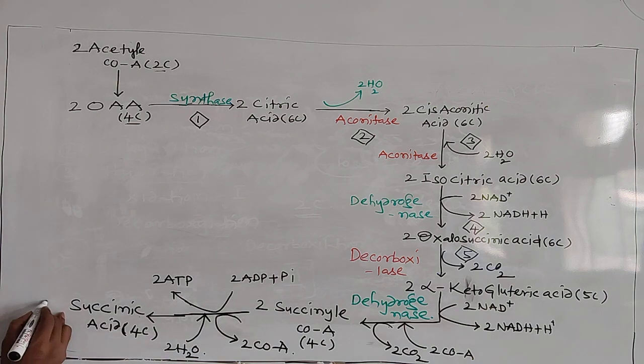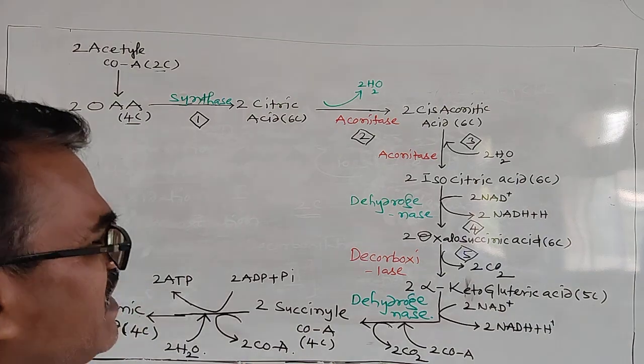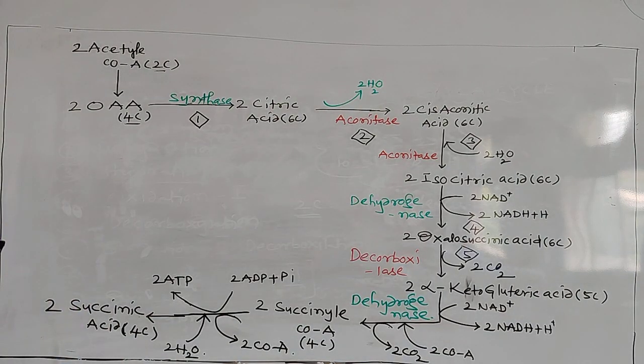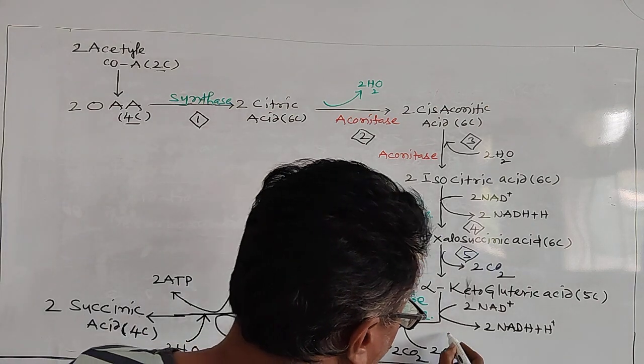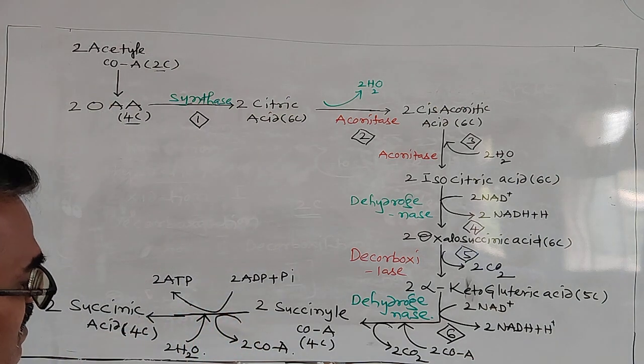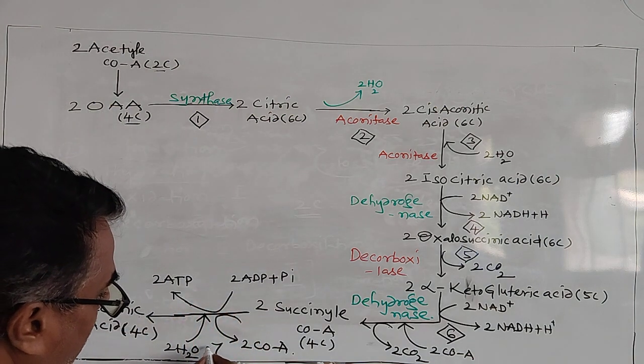How many moles of succinic acid are liberated? Same case, 2 moles. Each product is liberated in 2 moles. Okay, 2 moles of succinic acid. Right? Here this is the 6th chemical reaction. Here this is the 7th chemical reaction.